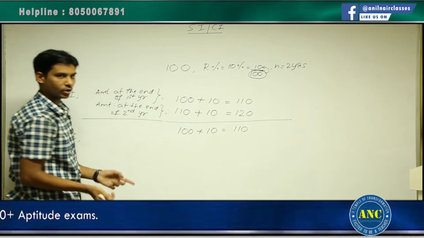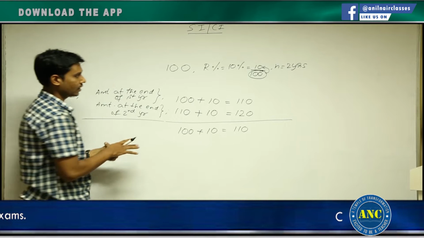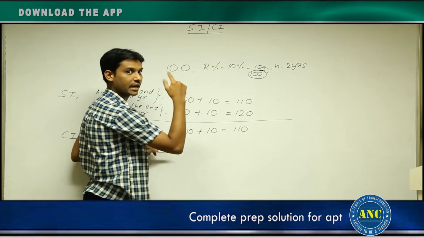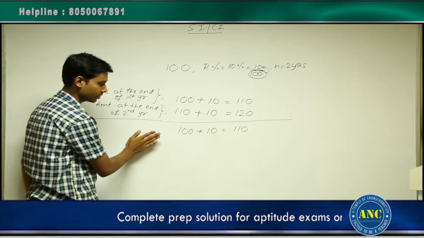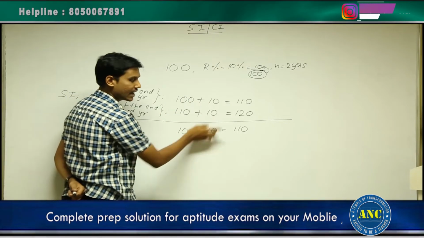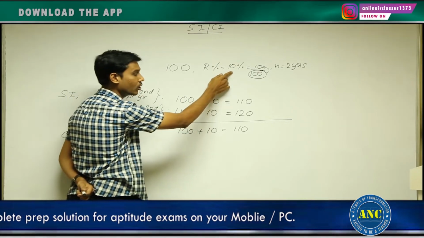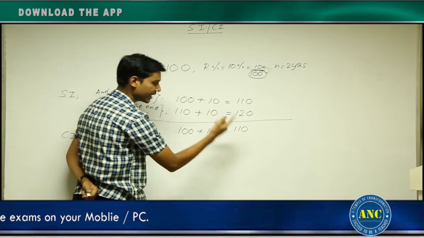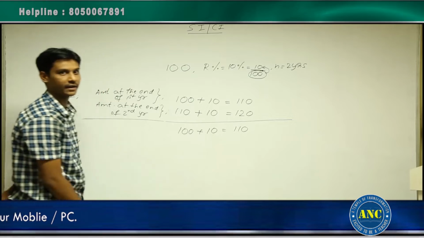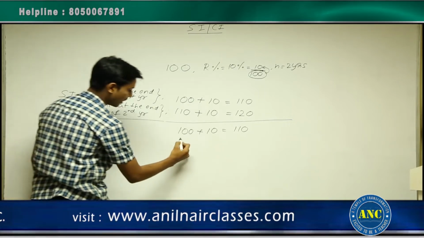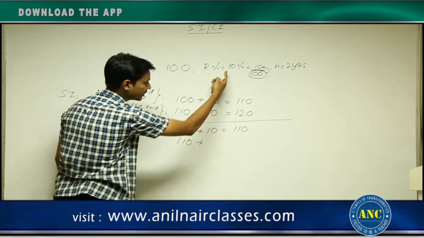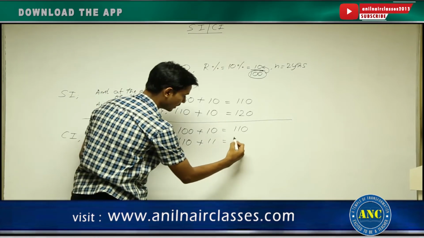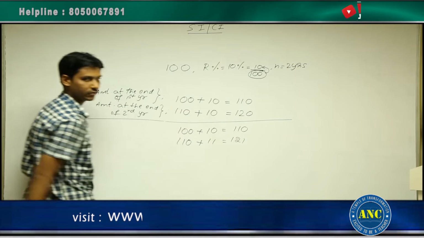Second year, in case of SI, on which value is this 10% imposed? I imposed it on the same 100 rupees which I had taken from you. But in case of CI, for the second year, I will not impose this 10% on the amount I took from you, but on the amount I have right now. That means I will impose it on 110 rupees, which I have of yours right now. What is 10% of 110? 11 rupees. That means I am giving you 11 rupees extra, so totally it became 121.